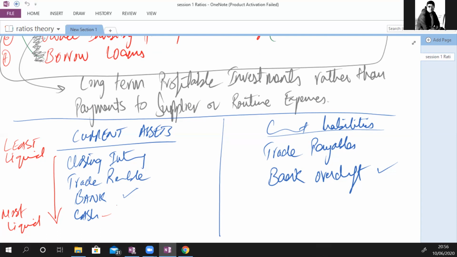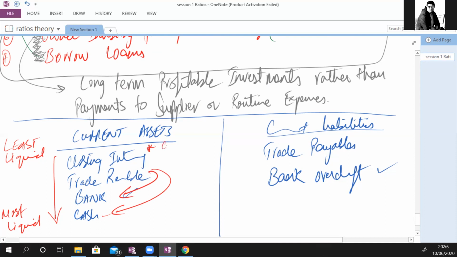Third is trade receivables. You can encourage your credit customers to pay you early by giving them discounts, by giving them some offers, by giving them some lucrative incentives so that they pay you early. So trade receivable will either put money in your bank or would give you cash and then you can convert it. But your inventory is the least liquid asset.